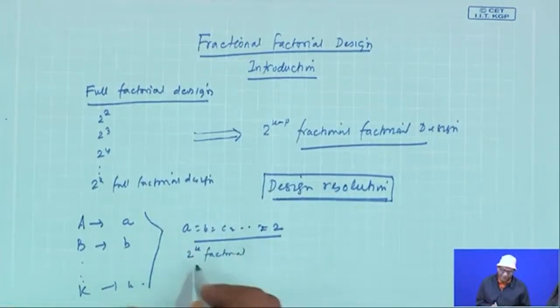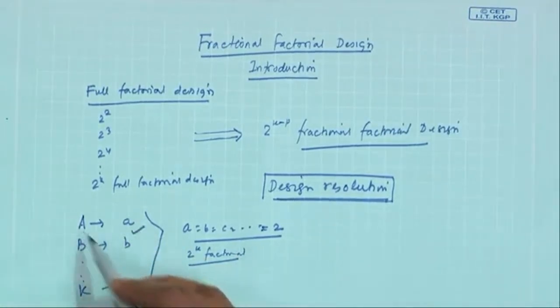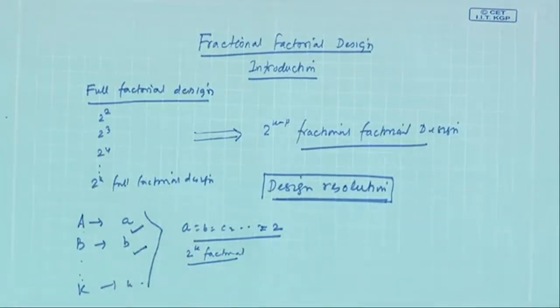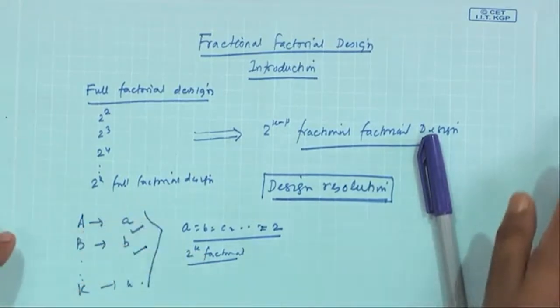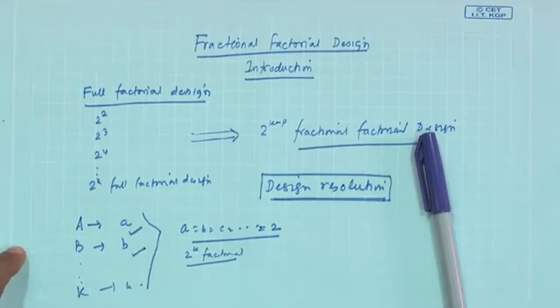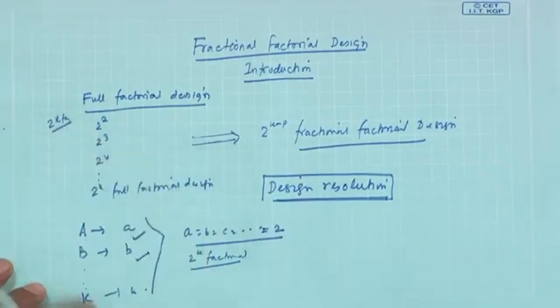We said that 2 to the power k is required because if we go for a levels for factor A, b levels for factor B, and as such many factors with many levels, then the number of treatment combinations will become very large. It is impossible for the experimenter to conduct the experiment from the cost point of view, time point of view, resource point of view. It will be so costly that it will be a feasibility issue also for conducting such an experiment. So, we considered the 2 to the power k factorial design, going from full to 2 to the power k. These are all 2 to the power k factorial designs.